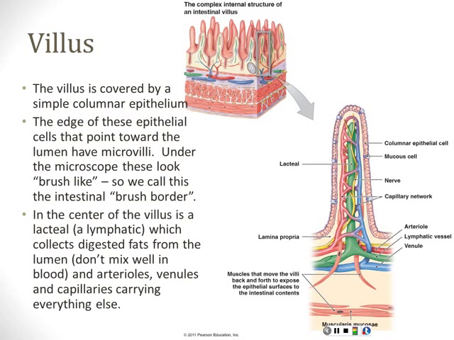So the brush border are the microvilli of the columnar epithelial cells that make a single layer that cover these villi. And then the villi cover the plica circularis and the inside of all of the small intestine's tubes. All right, so the brush border, that's these guys.